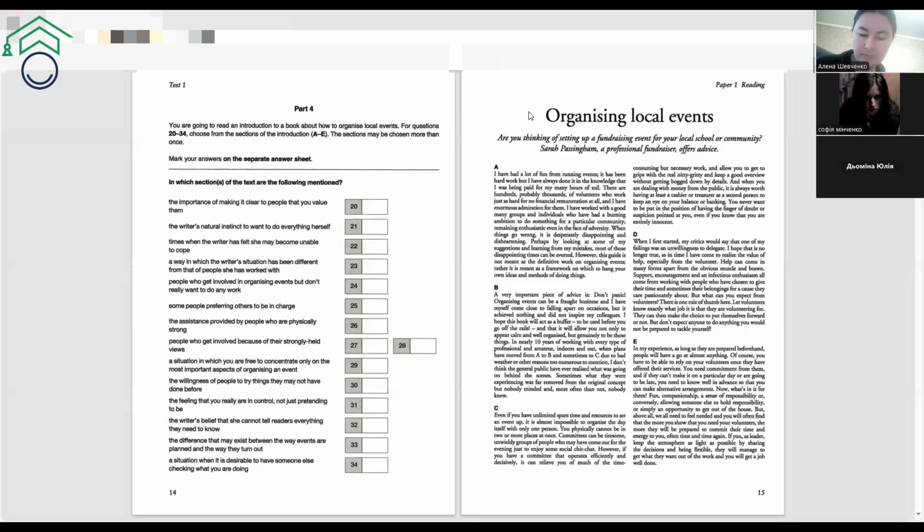Even if you have unlimited spare time and resources to set an event up, it's almost impossible to organize the day itself with only one person. You physically cannot be in two places at once. Committees can be tiresome, and largely groups of people who may have come out for the evening just to enjoy some social chit chat. However, if you have a committee that operates effectively and decisively, it can relieve you of much of the time-consuming but necessary work, and allow you to get to grips with the real nitty-gritty and keep a good overview without getting bogged down by details.